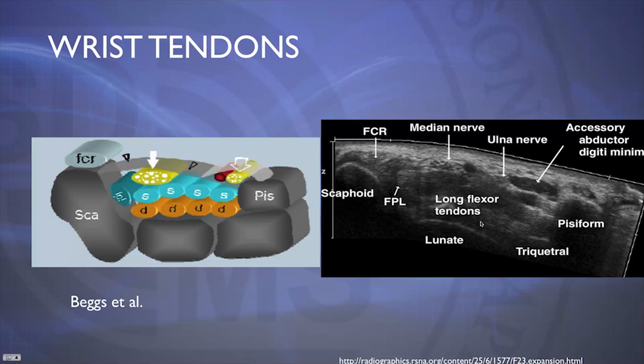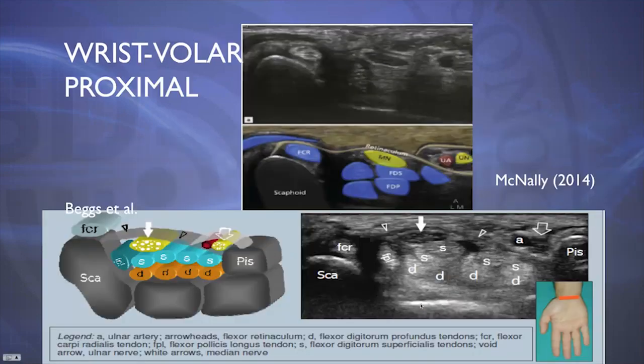Another ultrasound image, just to reiterate the same points that I just stated in the slide prior. Again, you can see the scaphoid here. This is the flexor carpi radialis. You can see the median nerve, the superficial layer, and the deep.